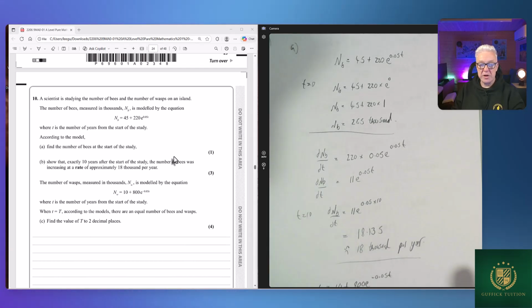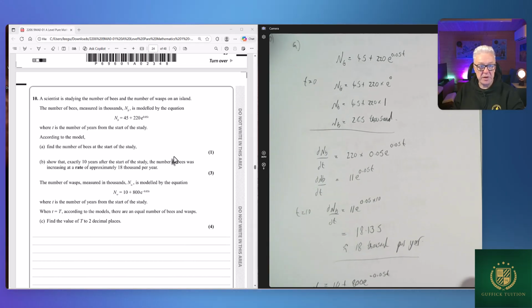Hello everyone, we're on question 10 now of paper 1 from 2022. We've got an exponential modelling question. A scientist is studying the number of bees and the number of wasps on an island. The number of bees, measured in thousands, NB, is modelled by the equation given there, where t is the number of years from the start of the study. According to the model, find the number of bees at the start of the study.